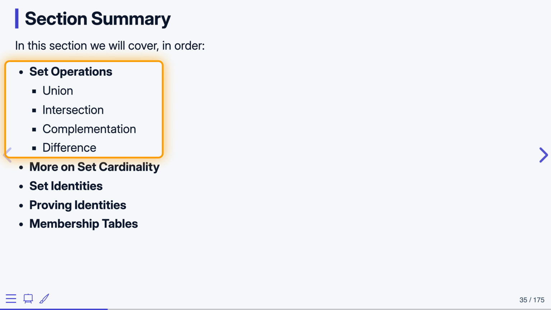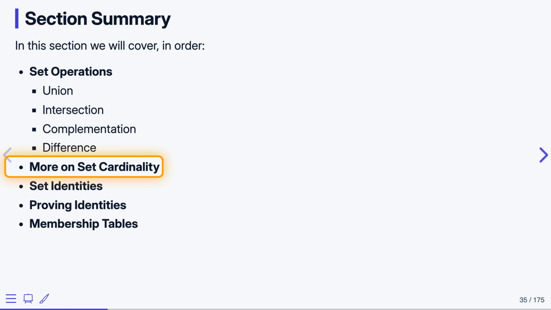Let us look at the plan for this section. First, 4 set operations. Union joins 2 sets. Intersection keeps the part they share. Complementation takes everything outside a set, and difference takes what is in one set but not the other.